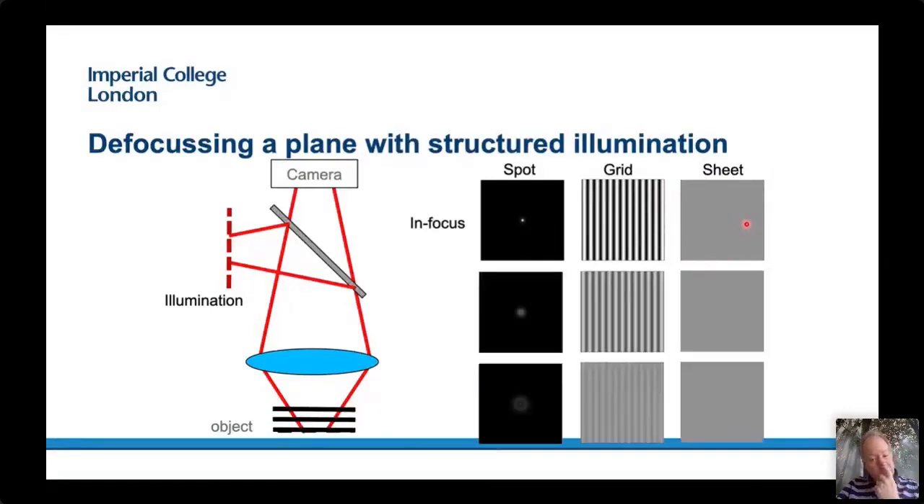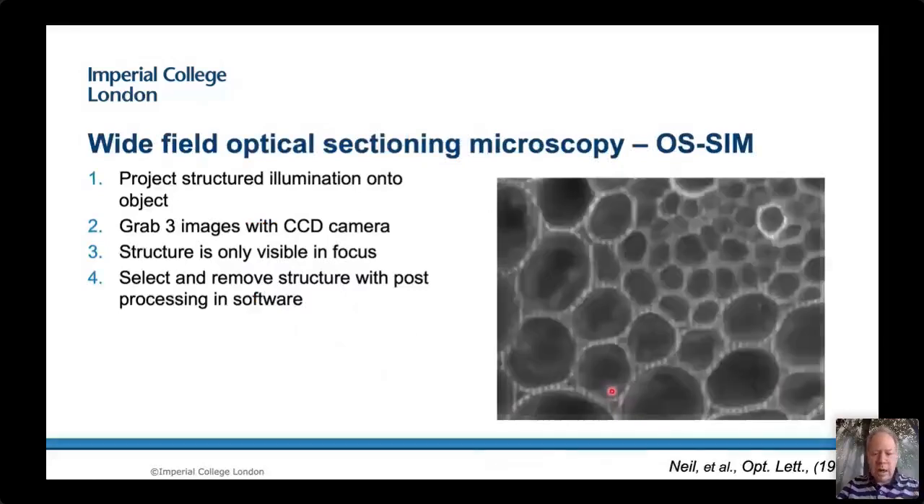Now, as we defocus, our spot will defocus, and this is how the confocal microscope works, but also our grid, because it's a higher spatial frequency, we'll start seeing less and less of the spatial frequency. So if we can pick out that grid pattern from our image, it's telling us which bits of our image are in focus or not. And this is one of the classic ways of doing it.